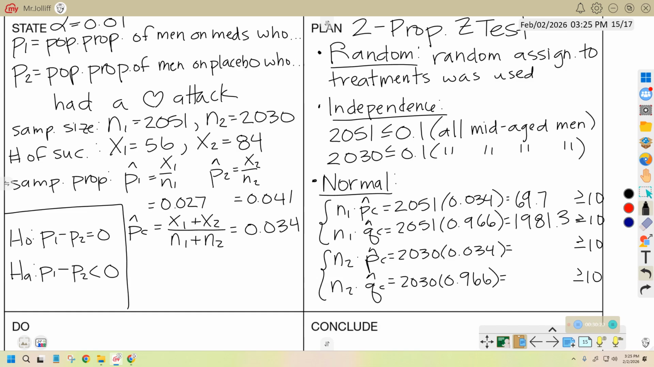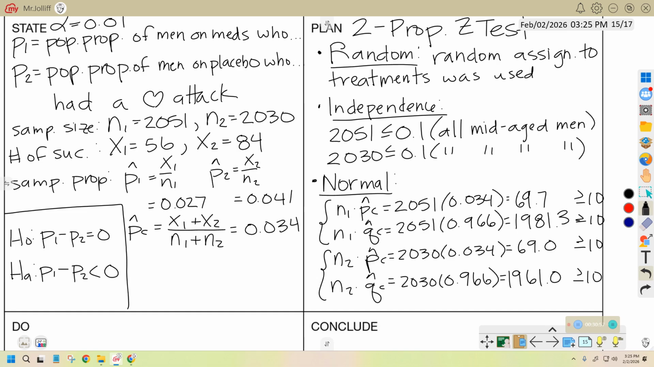And then the next one, Ivan, did you get N2 times PC? Yeah. What'd you get? 69.02. Very good. Jacob, what'd you get for the next one? 1,961.0. Thumbs up if we got values around that. I see thumbs up. Perfect. All of those are much bigger than 10. We are happy. What comes next?